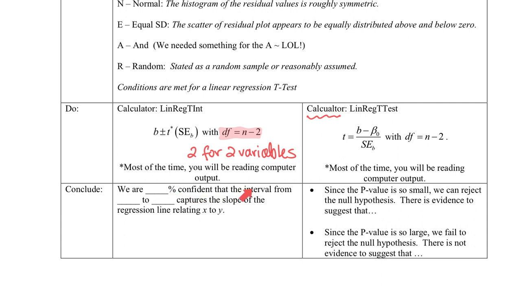Conclude: we are blank percent confident that the interval from what to what captures the slope. So we are all about the slope in these problems. And if we're doing a test of significance, since the p-value is so small, we can reject, there is evidence. And then since the p-value is so large, we fail to reject. So same old, same old.